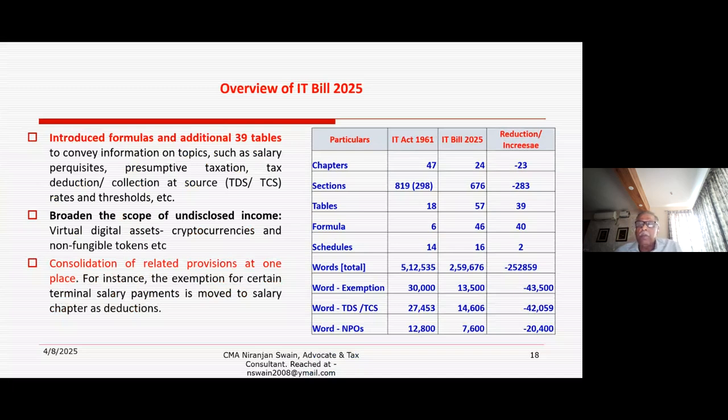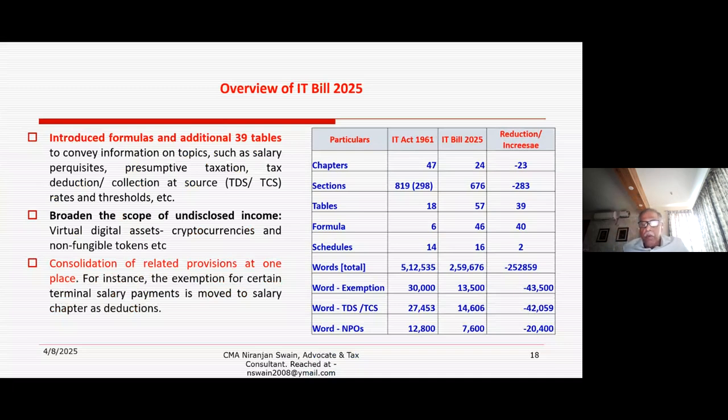The formula also they made. In many cases they adopted formulas. The Income Tax Act has only 6 formulas, but now it is 46 formulas, thereby 40 formulas have been added. The IT Act has 14 schedules, and they made it 16 schedules. And the words, as I already told, 5.12 has come down to 2.59, so there's a reduction of 2.53.